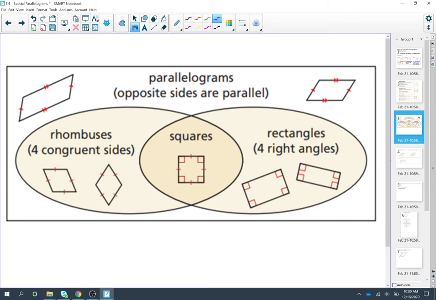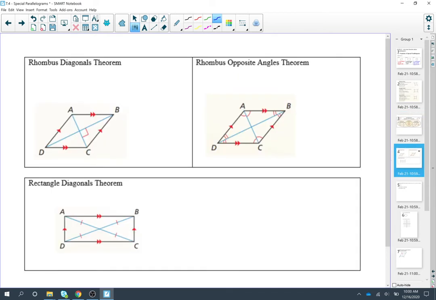And then remember I said the rhombus and the rectangle got together and had a baby, which is a square. So all the characteristics of a square also belong to rectangles and rhombuses. Now, we already had some theorems. We know that in a parallelogram, opposite sides are congruent, opposite angles are congruent, consecutive angles are supplementary, and the diagonals bisect each other. But there's more.